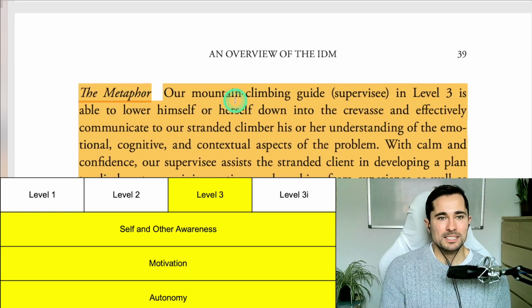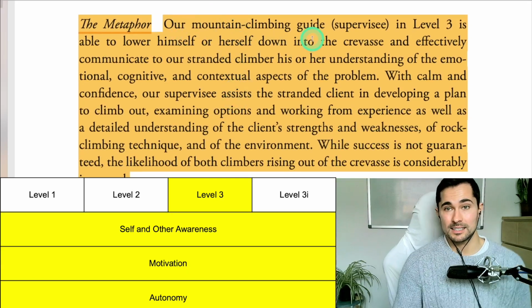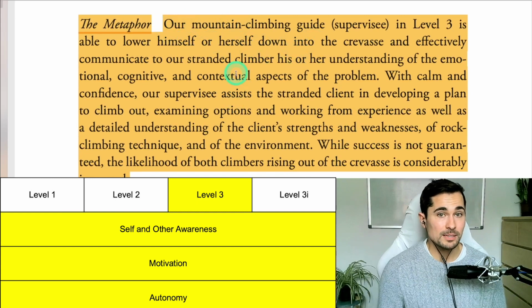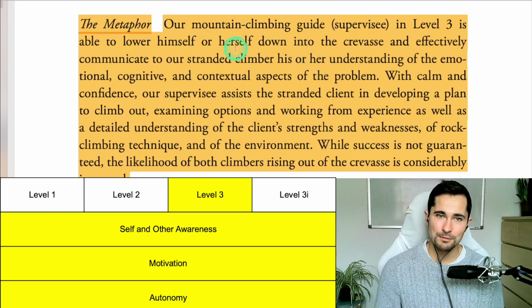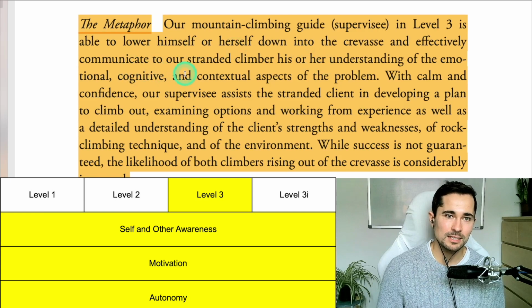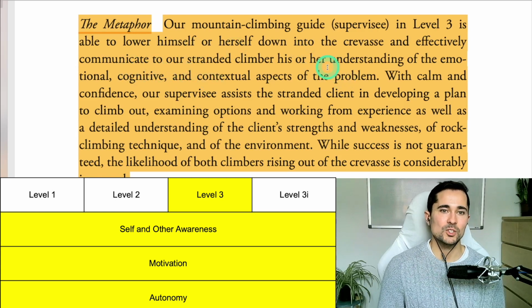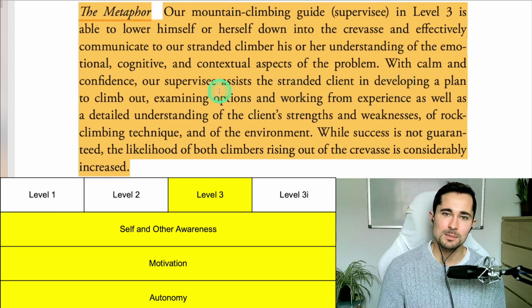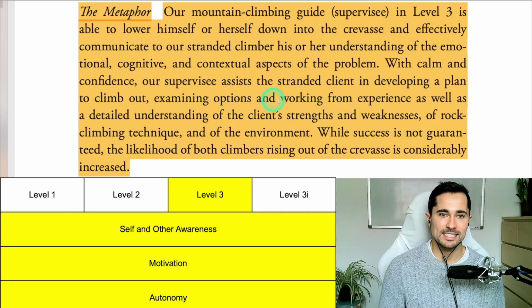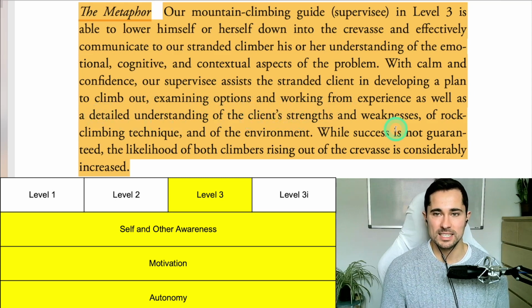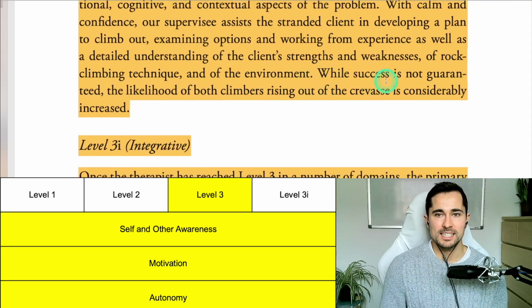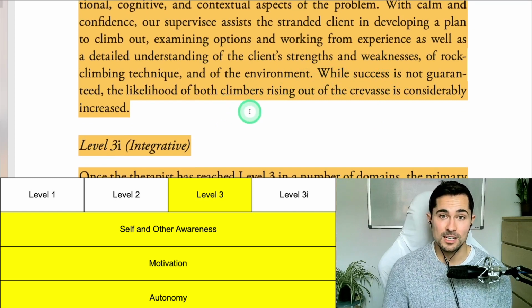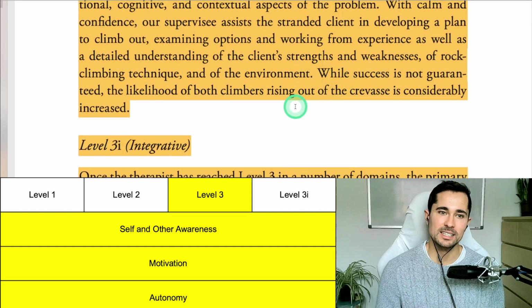And our metaphor then, our mountain climbing guide in level 3 is able to lower him or herself down into the crevasse, effectively communicate to the stranded climber his or her understanding of the emotional, cognitive and conceptual aspects of the problem. With calm and confidence, our supervisee assists the stranded climber in developing a plan to climb out, examining options and working from experience, as well as a detailed understanding of the client's strengths and weaknesses. While success is not guaranteed, the likelihood of both climbers rising out of the crevasse is considerably increased.